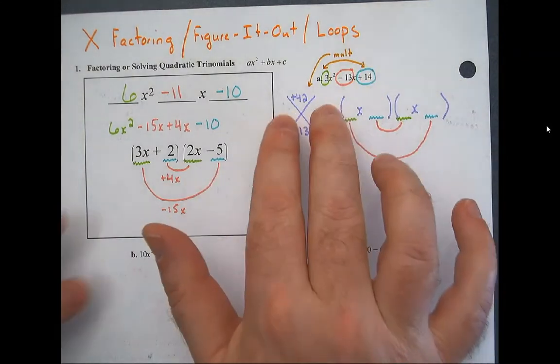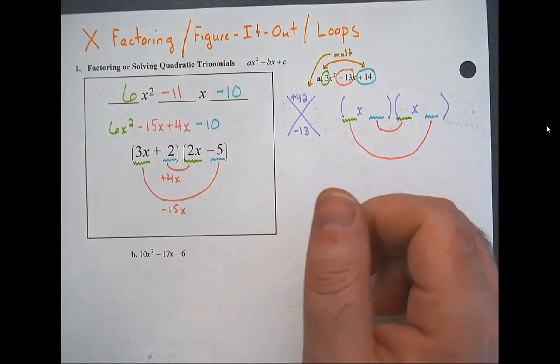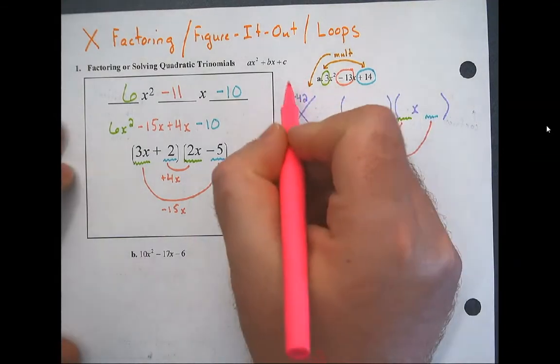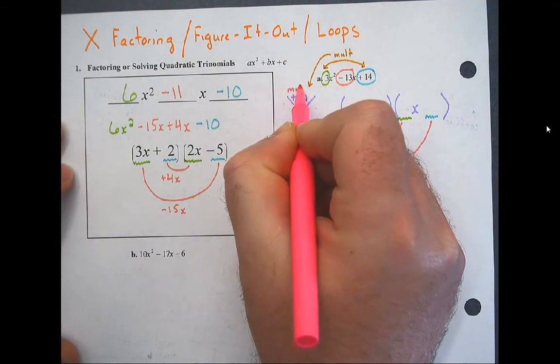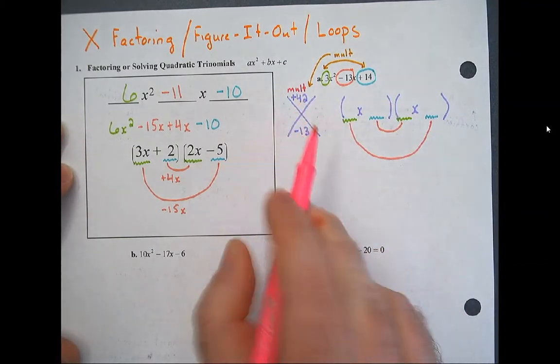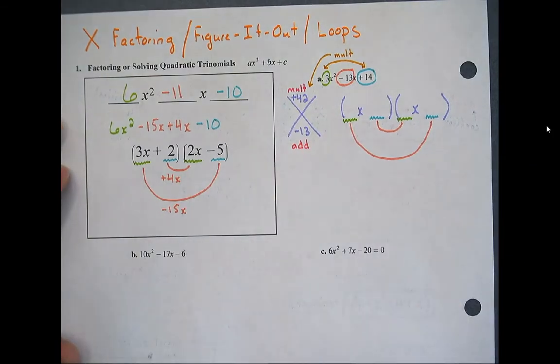Now, these two numbers on the side here, the two numbers that I'm trying to figure out, need to multiply together to make this number. And then these two numbers also have to add together to make this number. Now, like I said, this feels kind of overwhelming. I get it. But it won't be the more you practice it.